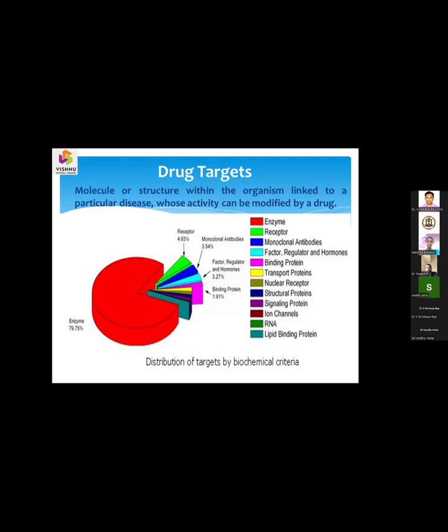And followed by monoclonal antibodies, factor, regulator, and hormones, binding proteins, transport proteins, nuclear receptors, structural proteins, signaling proteins, ion channel, RNA, and lipid binding proteins. So these all come under the targets where a particular ligand can be designed and we can inhibit a particular disease. And in biochemical criteria, these are the biochemical targets.